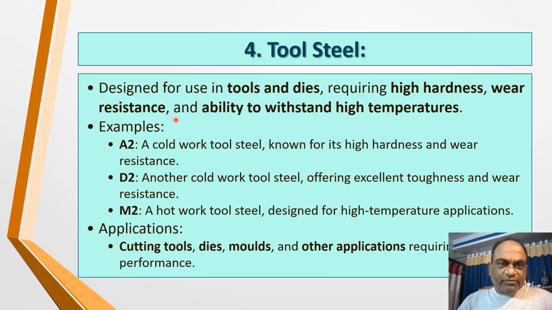Examples of this tool steel are A2, a cold work tool steel known for its high hardness and wear resistance. D2 is another cold work tool steel offering excellent toughness and wear resistance. M2 is a hot work tool steel designed for high temperature applications. And the applications of tool steels are cutting tools, dies, molds, and other applications requiring high performance.